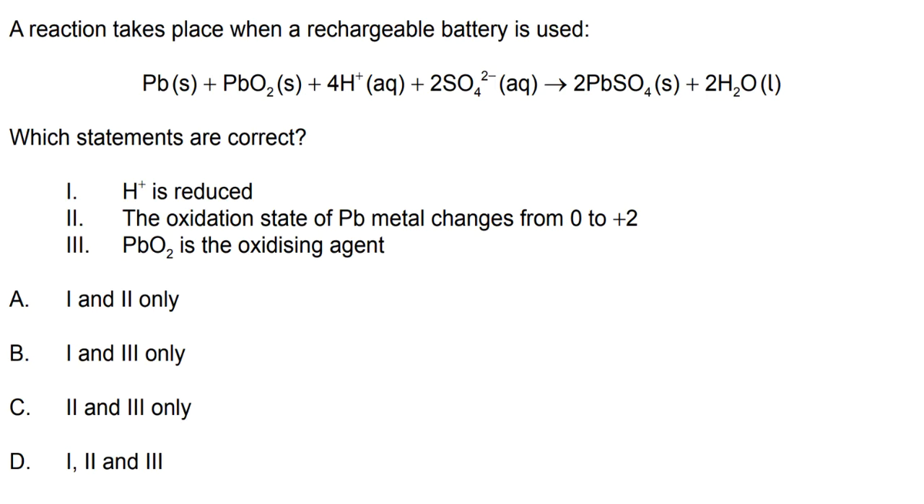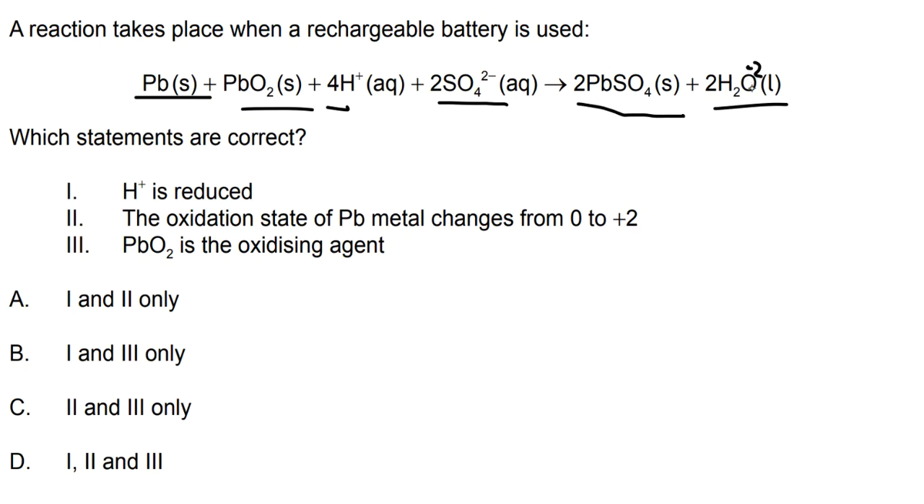A reaction takes place when a rechargeable battery is used. So we have lead dioxide, 4 protons, 2 sulfate ions, and we have 2 lead sulfate and water. So H plus is reduced. Let's see. We have H plus going from H plus. That's going to be the oxidation state as well, even though it's an ion essentially. And we have a water molecule that's neutral overall.